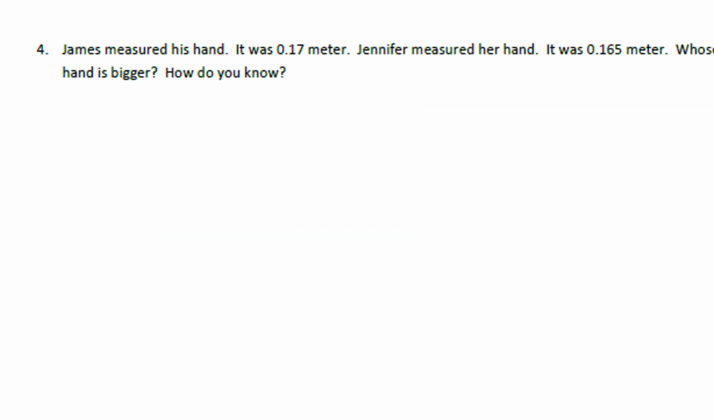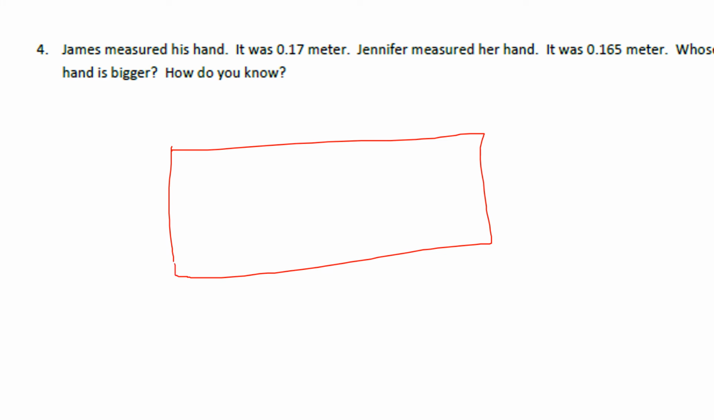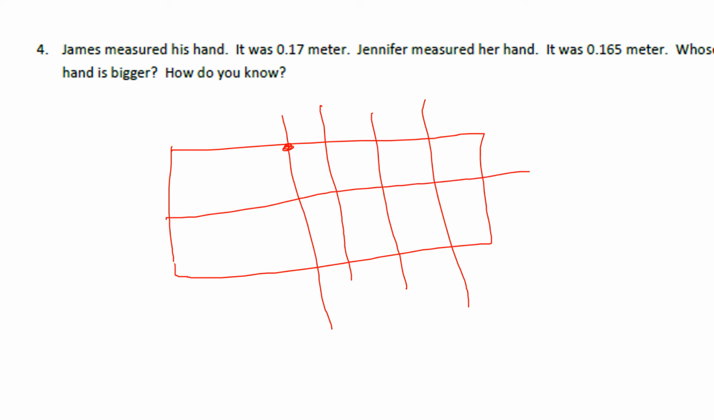Number 4, James measured his hand. It was 0.07 meters. Jennifer measured her hand. It was 0.16 meters. Whose hand is bigger? Okay, so we're going to create a quick place value chart. And the nice thing about a place value chart, you only need to draw it as much as you need it. And I'm going to stop at this point because this is where my decimals are going to be.